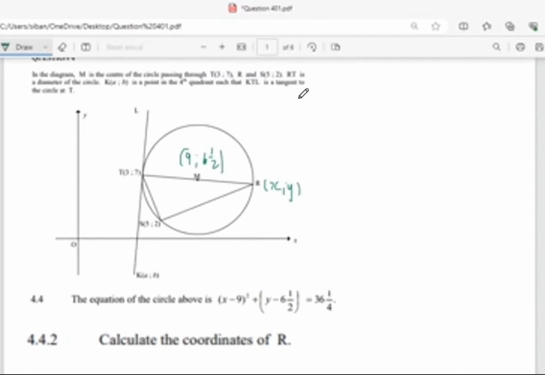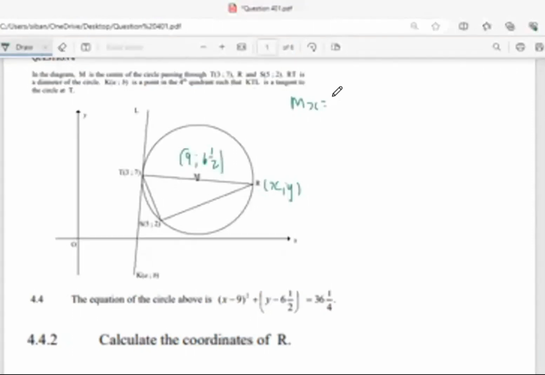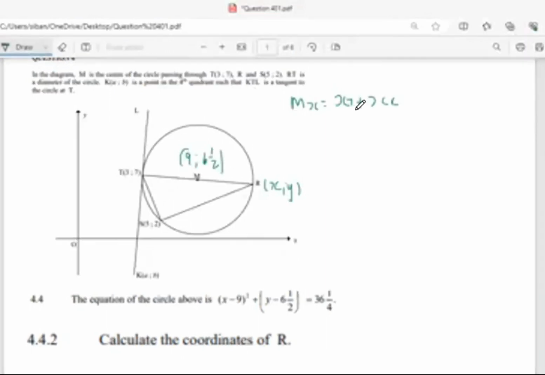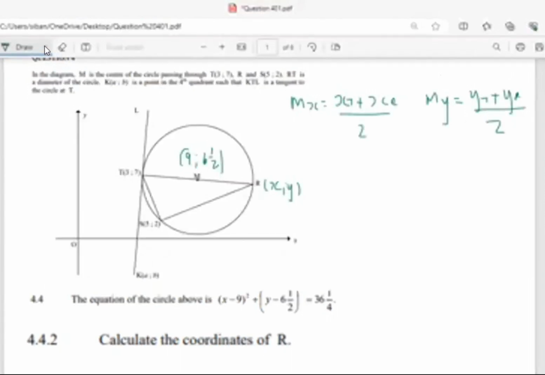To calculate the X coordinate of the midpoint, we had to say, well, the X value of coordinate T plus the X value of coordinate R, divided by 2. To calculate the Y value of the midpoint, we had to say, well, the Y value of the T coordinates plus the Y value of the R coordinates, divided by 2. As you can see, we have the midpoint.